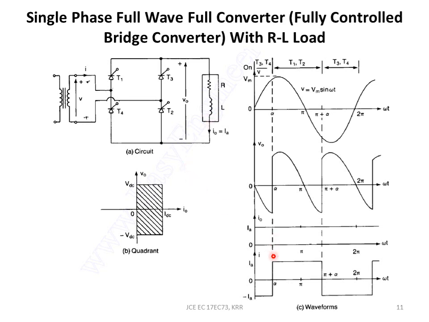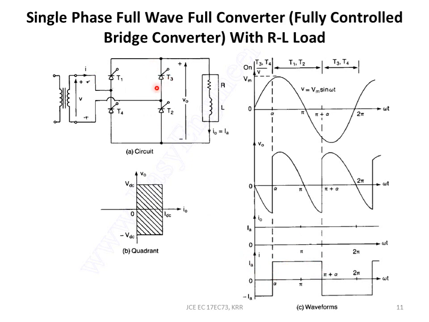Here is your input current. In the input current, we see that from alpha to pi plus alpha, T1 and T2 are going to carry the current in this direction. So the current through the transformer is in this direction as shown in this figure. I will represent it as a positive current.